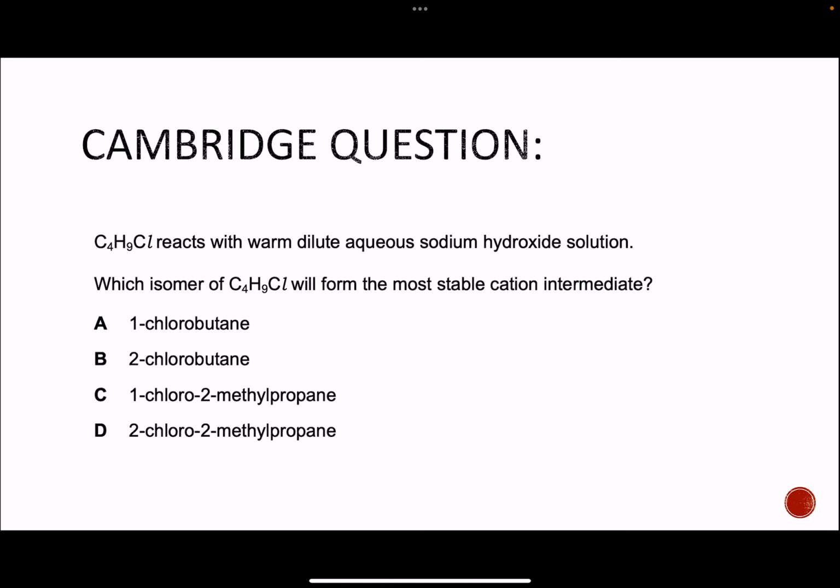Third question. A little bit trickier. And because we haven't quite done the mechanism, it won't be completely apparent. However, you can use the ideas we learned in organic part 1. The most stable carbocation would be the most substituted. So we're looking for a tertiary carbocation. And so the only option that gives us a tertiary carbocation is this one, which is 2-chloro-2-methylpropane.